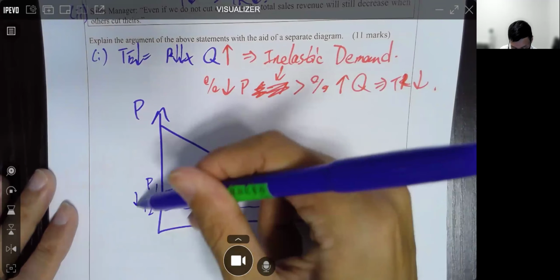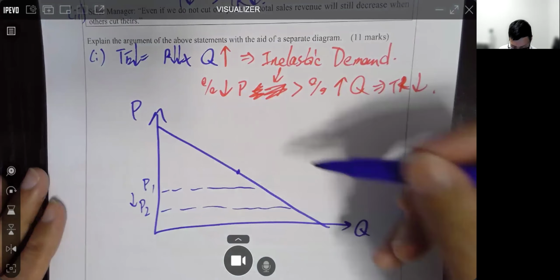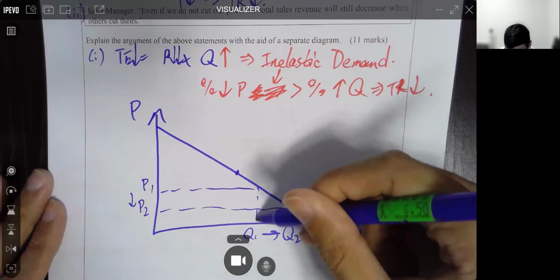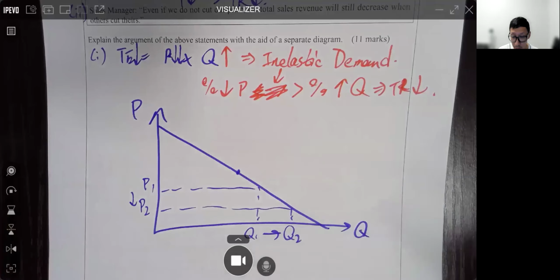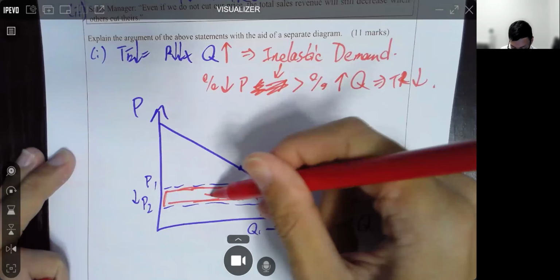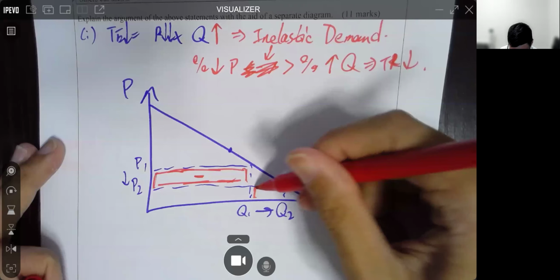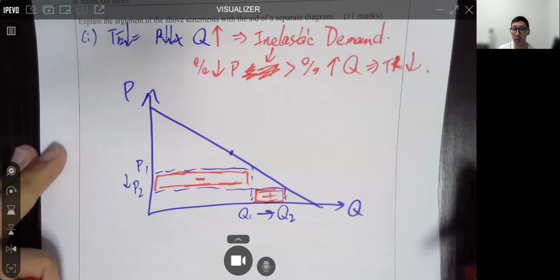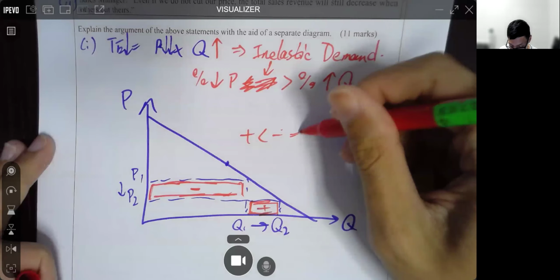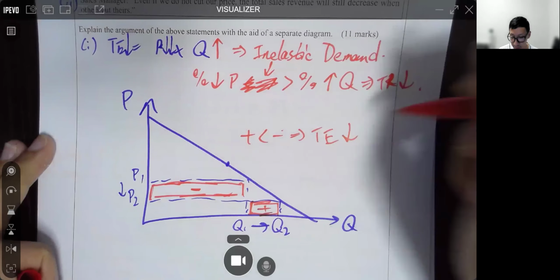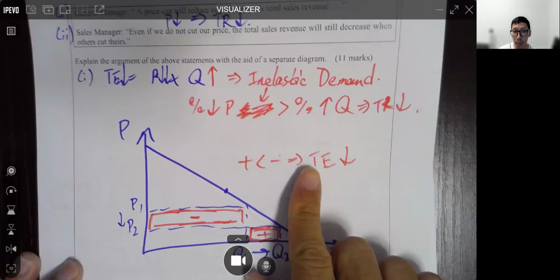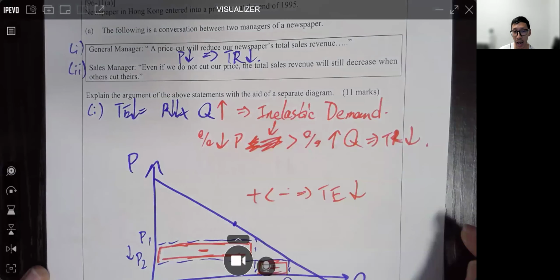P1 drops to P2. 嗱，詳細自己寫啦，我唔講啦，上堂寫咗啦，好嘛？OK, here Q1, Q2 係買多咗啊，但係最後收嘅錢少咗嘛？點解？Because here drop in price, decrease in total revenue, increase in quantity, increase in total revenue. Definitely, we see that the drop is larger. TE decreases. Okay, TE decreases. Okay, so this would explain the general manager's point.